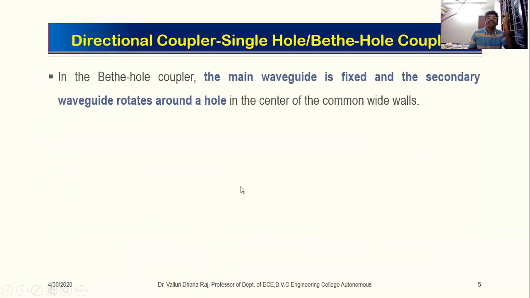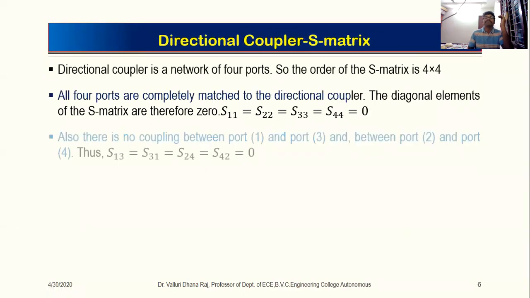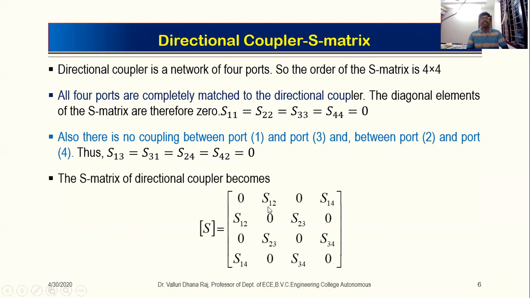We can calculate the characteristics using this formula. As I said, 1 and 3, 2 and 4 are isolated ports. The S matrix of the directional coupler will become like this. S11 is 0, S22 is 0, S33 is 0, S44 is 0. All the diagonal elements are going to become 0 because all are perfectly matched. And because of isolation, S13, S31, S24, S42, likewise, they are also becoming 0.